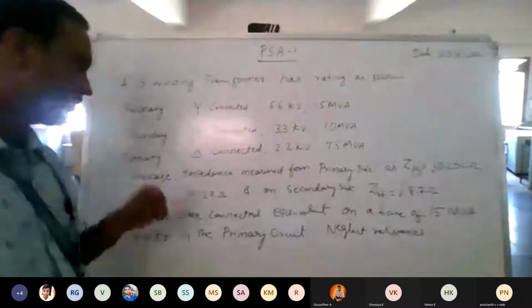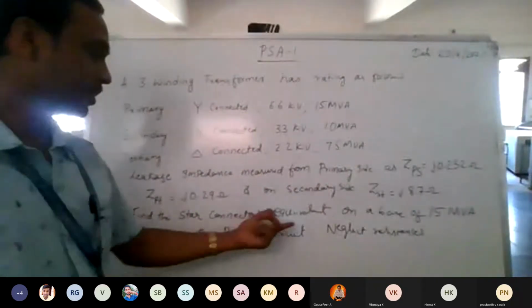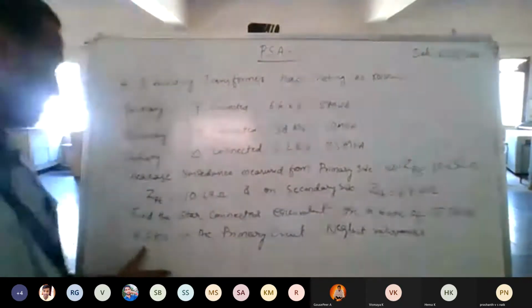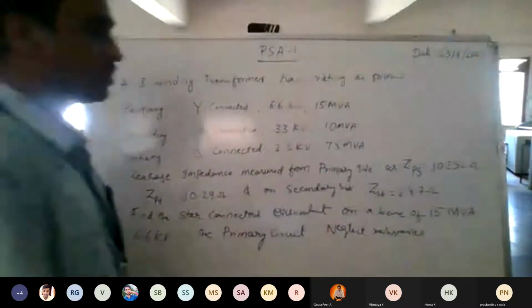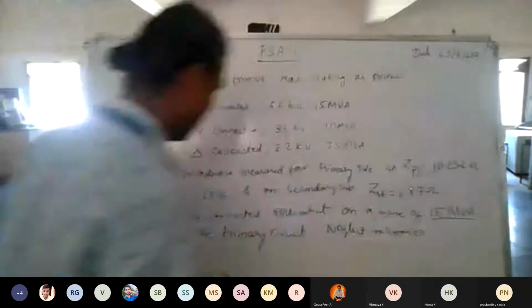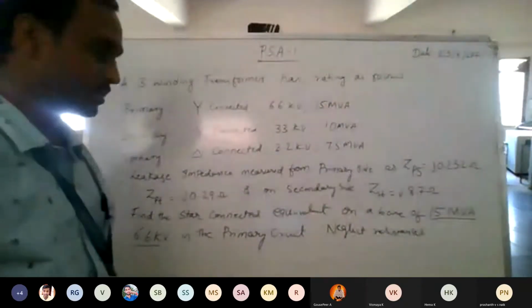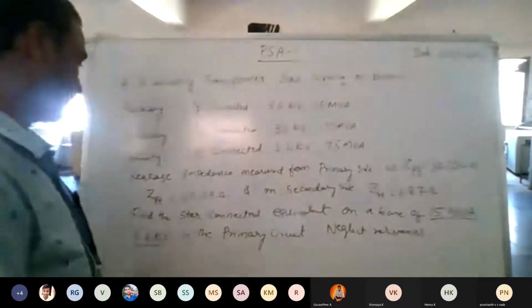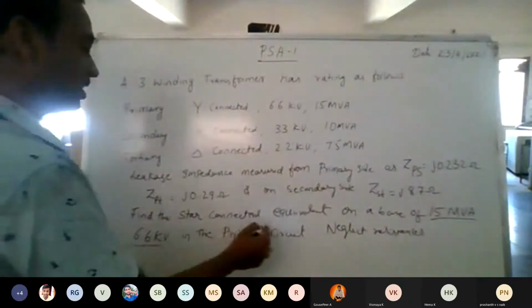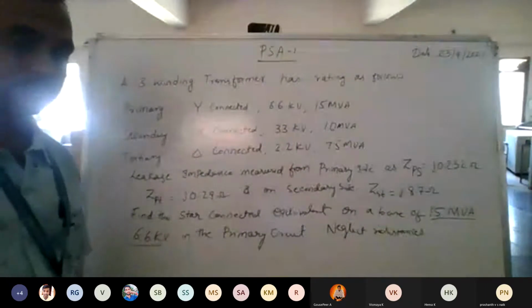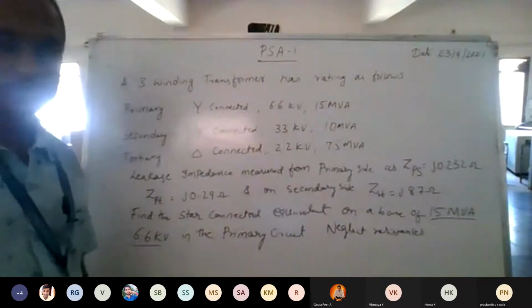So that is given. You need to calculate the per unit equivalent on the base value of 15 MVA and 6.6 kV. These two are the base values in the primary circuit, and neglect the resistance. So find the star connected equivalent. So the equivalent impedance we need to calculate. Okay, so this is the question.